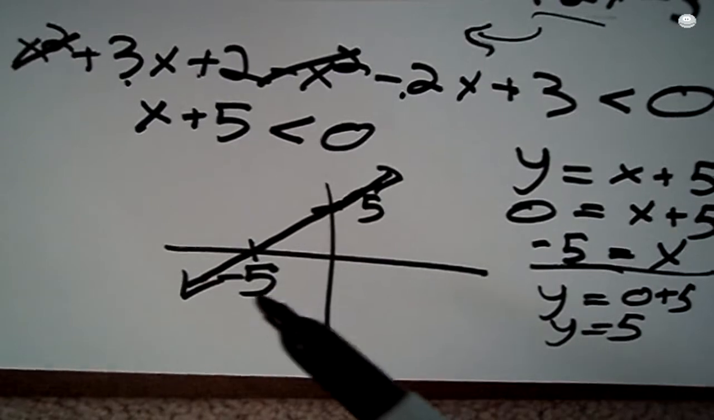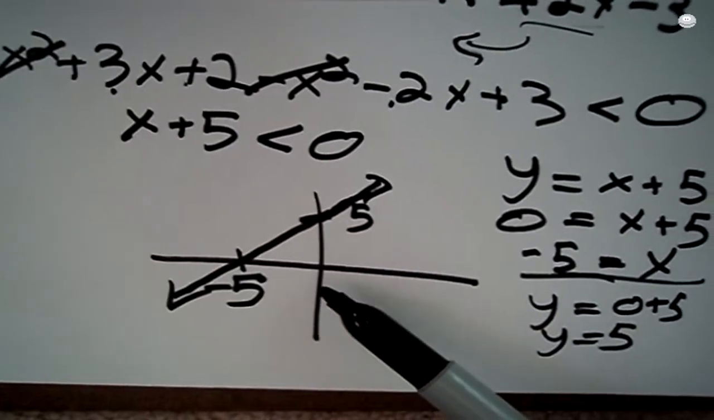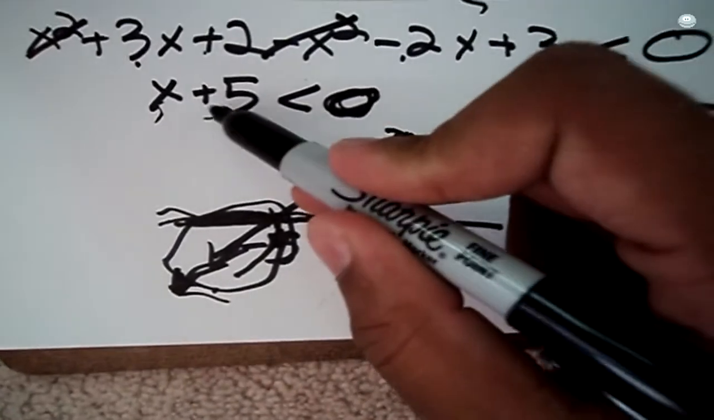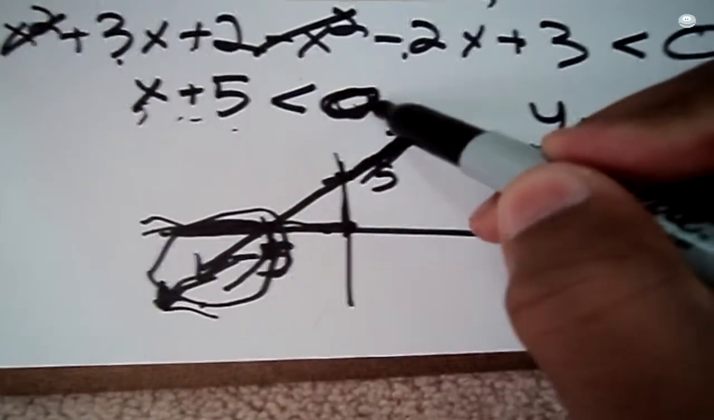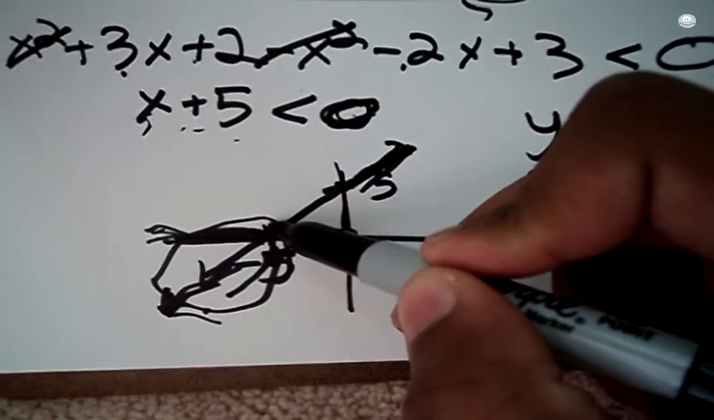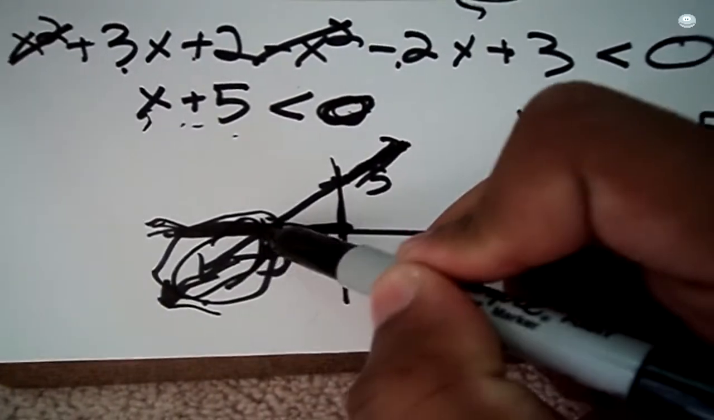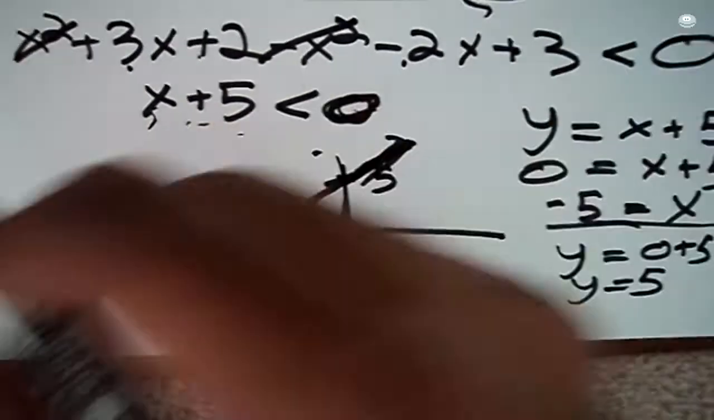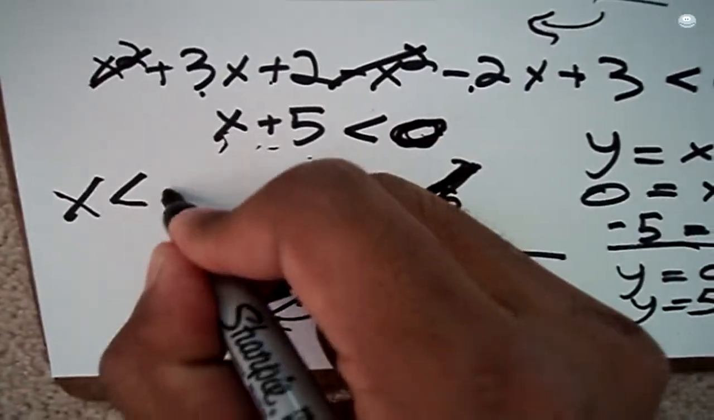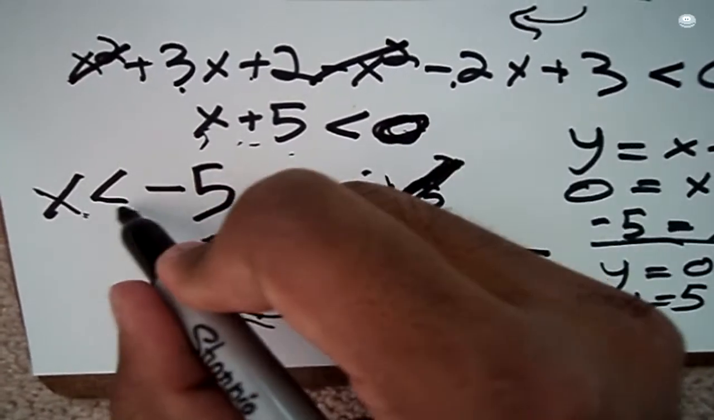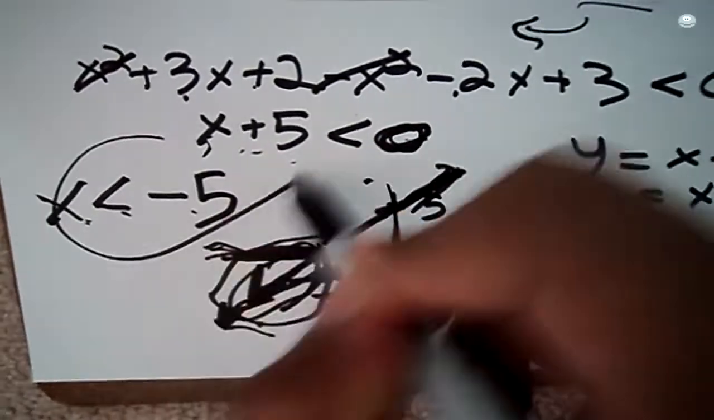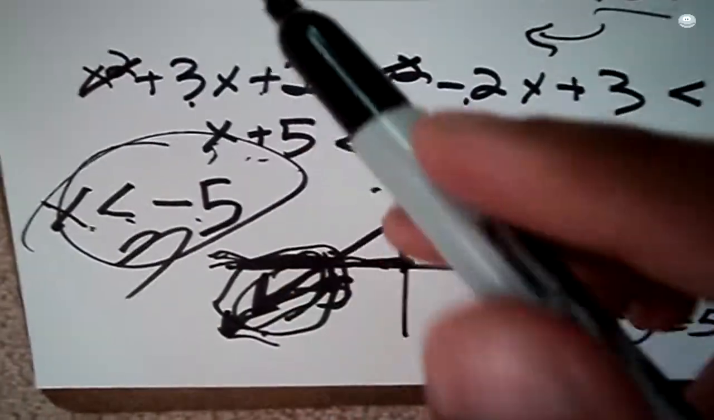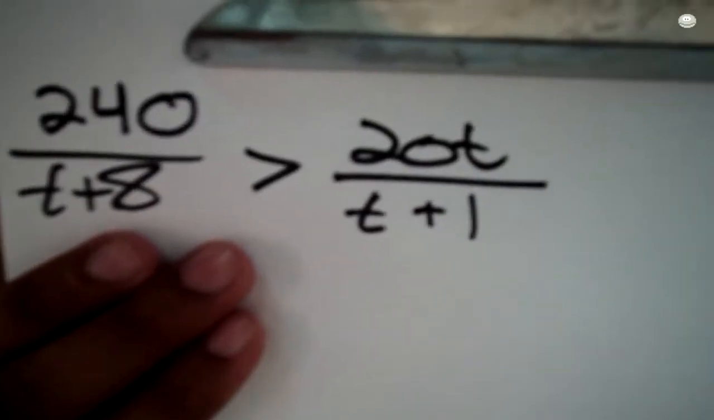And I'll show you another example right after this. Intermission. So over here it says x plus 5 is less than 0, so everything below this axis is less than 0, so the answer would be x is less than negative 5. And in the next example, I'm going to show you how to do it algebraically. I'm just going to show you the algebraic method now.